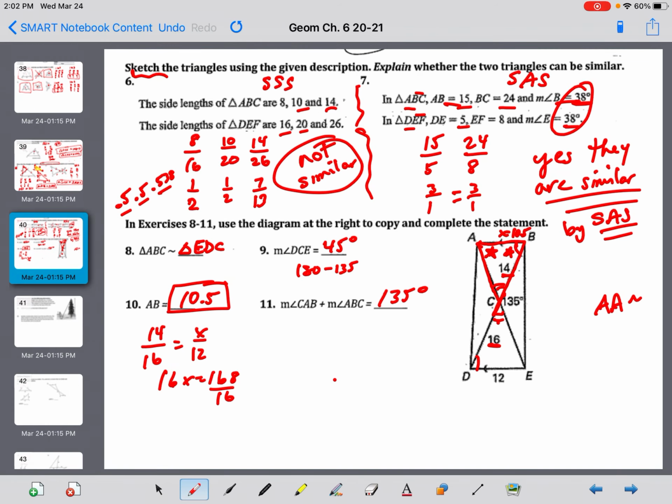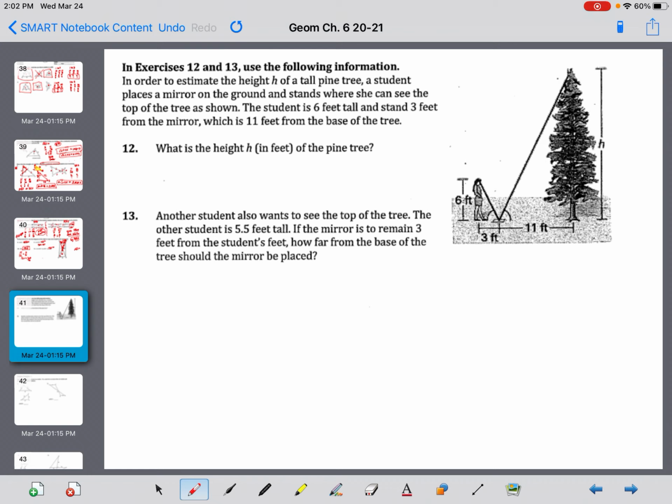All right, last problem, pine tree. Can you smell the pine tree? Does it smell like Christmas?